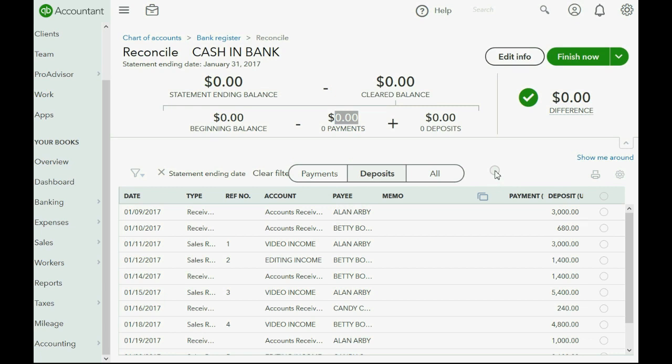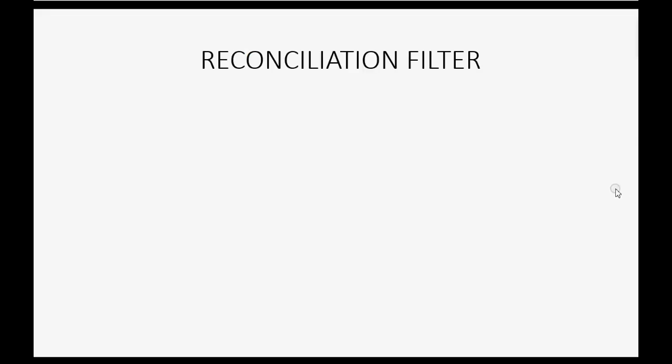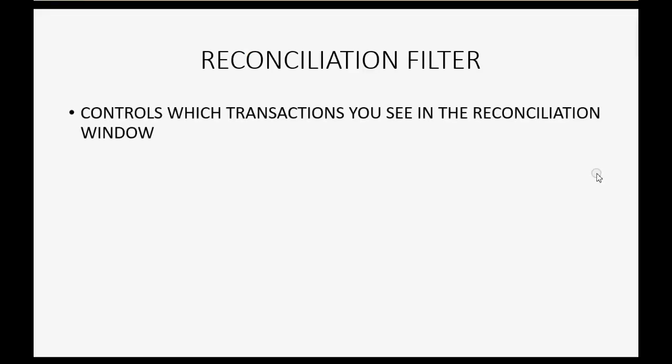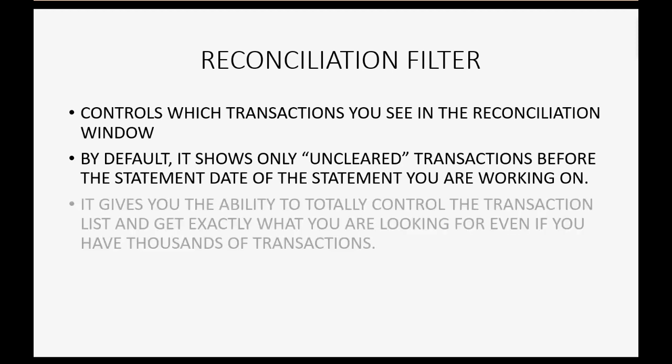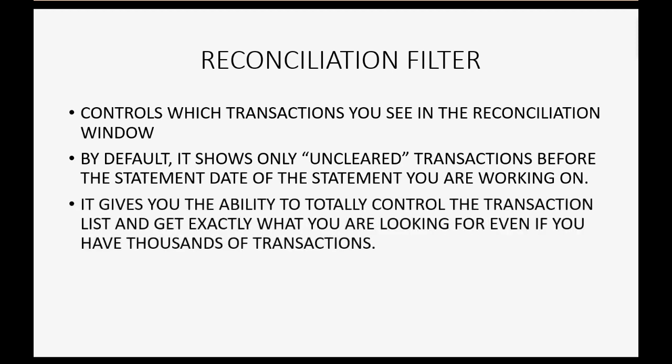Now that's a nice feature, but the feature in this window that gives you the most control is right here, the reconciliation filter. The reconciliation filter controls which transactions you see in the reconciliation window. By default, it shows only unclear transactions before the statement date of the statement you are currently working on. It gives you the ability to totally control the transaction list and get exactly what you are looking for, even if you have thousands of transactions.